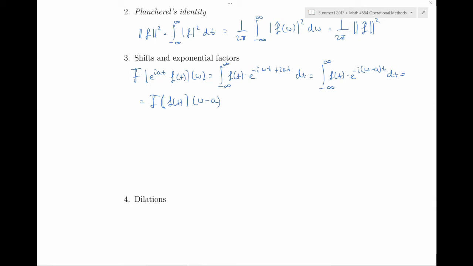What if I take a Fourier transform of a function that is shifted, and this time there is no requirement for a to be positive or negative?